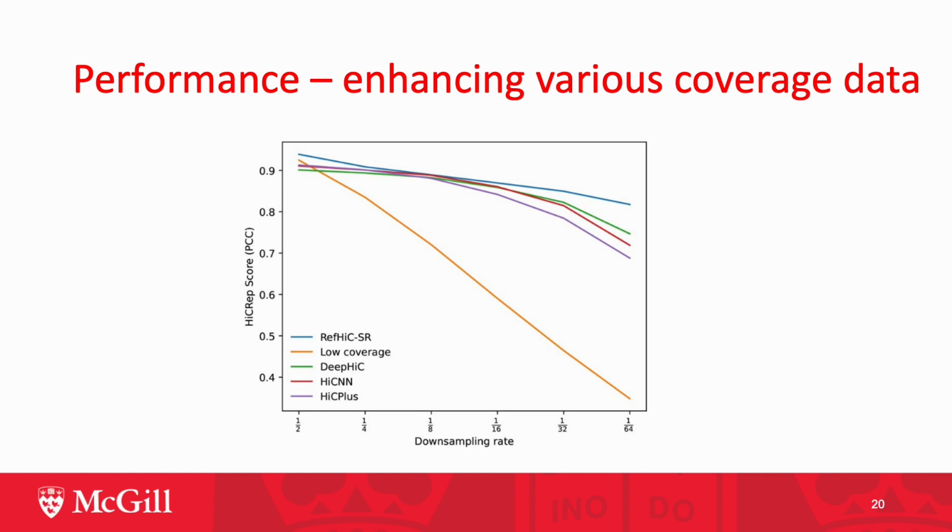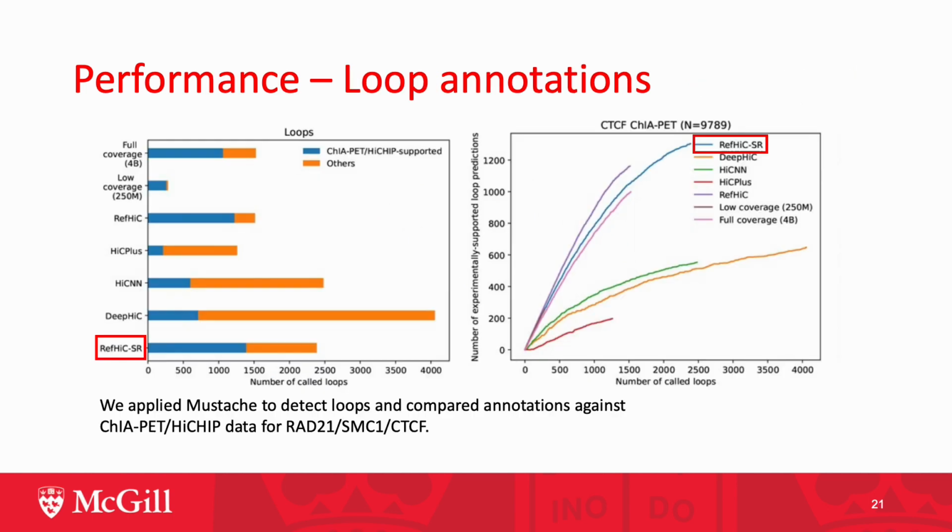We evaluate the quality of the contact map enhancement by comparing it to the full coverage data with HiCRep. The performance of all tools is equally good in enhancing data with more than 500 million contact pairs, but for low coverage data, we can observe that RegSys SR consistently outperforms alternative tools, with larger advantages observed in very low coverage data. The goal of Hi-C contact map enhancement is to ease downstream analysis.